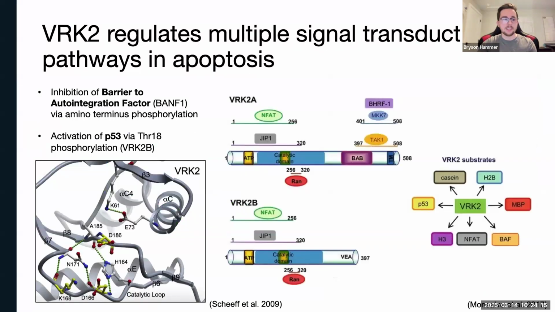VRK2 is involved in many different signal transduction pathways shown here, but many more have also been identified. Phosphorylation of the barrier to autointegration factor at the N-terminus and P53 at threonine 18 are the predominant reactions in healthy cells. But ultimately, all of these pathways that VRK2 regulates are related to apoptosis or the inhibition of cell growth. The active site can also be seen here, with aspartic acid 166 being the specific active residue that acts as a proton acceptor when phosphorylating.